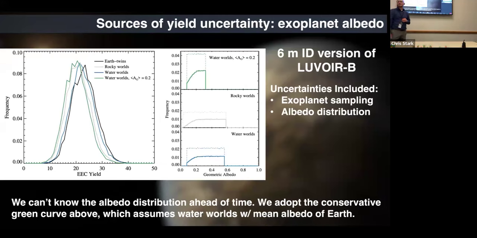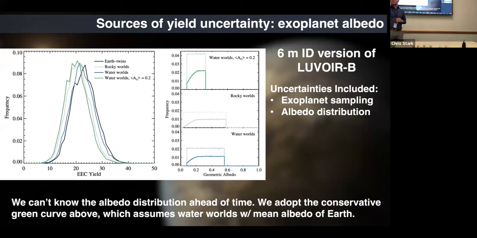So we worked with Ty Robinson and he gave us 3 different plausible distributions of exoplanet albedo. We have water worlds ranging from very dark to very bright water worlds, very dark to very bright rocky worlds, and then we have a constrained range of water worlds in which it's a little more realistic amounts of cloud cover, and we explicitly chose it such that the mean geometric albedo is that of an Earth twin.